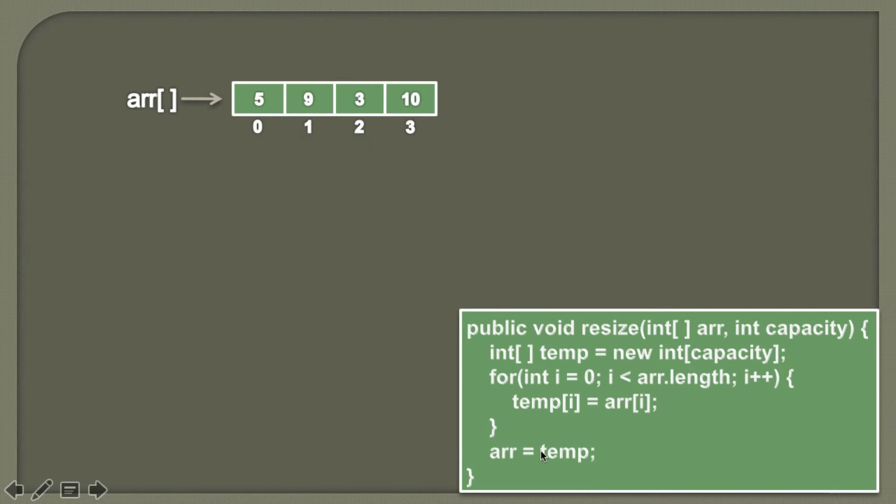So here is the algorithm, and let's say we have this array whose length is 4 because it can store 4 elements, and here you can see that all the elements inside this array are filled. So there is no more additional empty space left to add more elements.